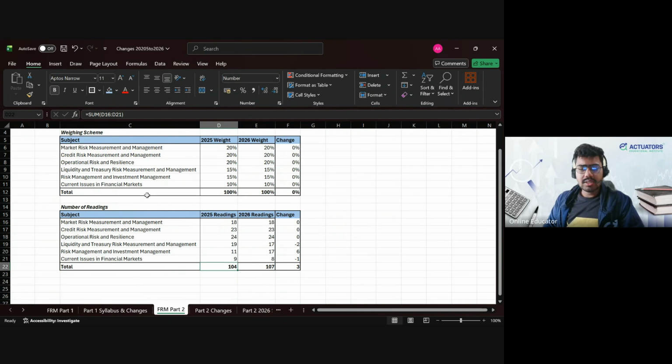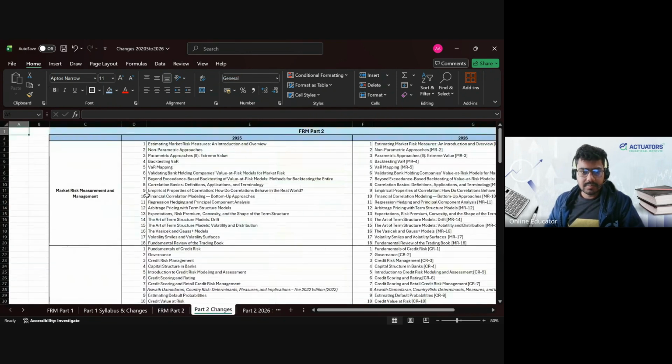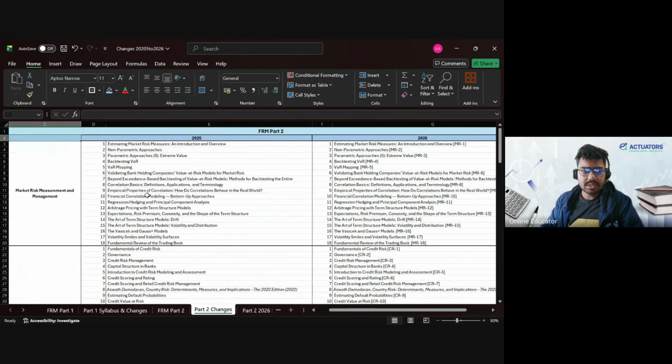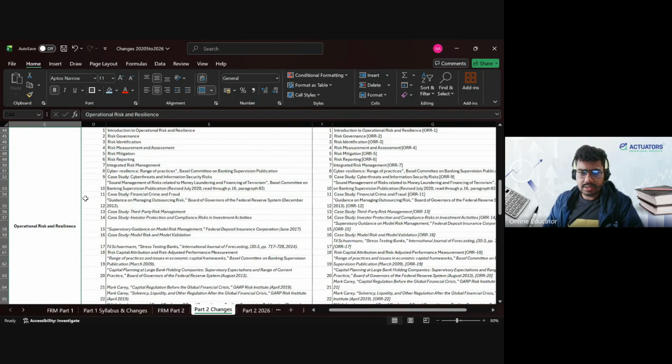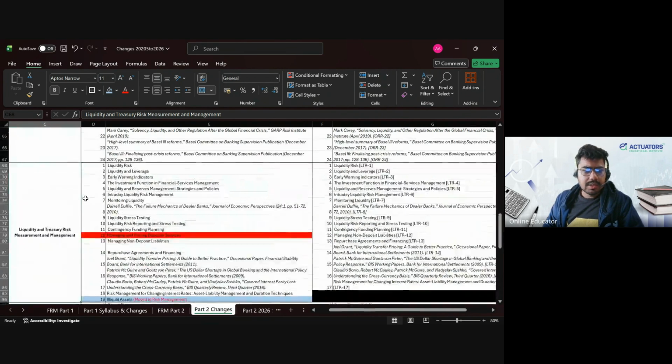Now, what are the changes that we see? In part 2, as I mentioned earlier, we see no change in market risk management, in credit risk, and operational risk. There are no changes. Coming to liquidity risk and treasury management, what are the changes?